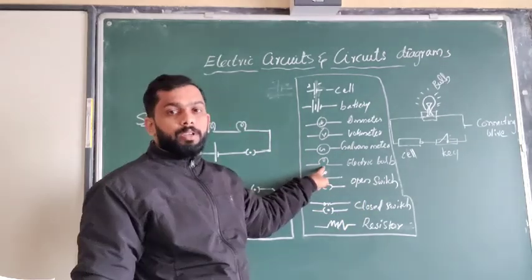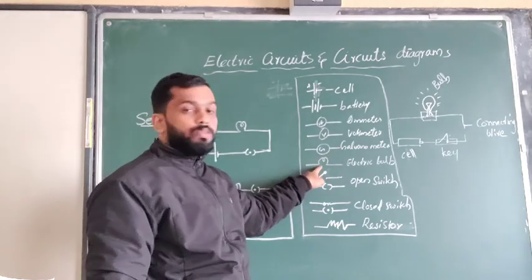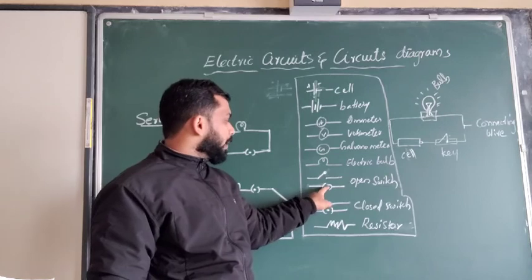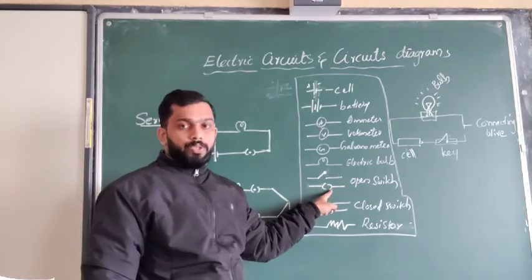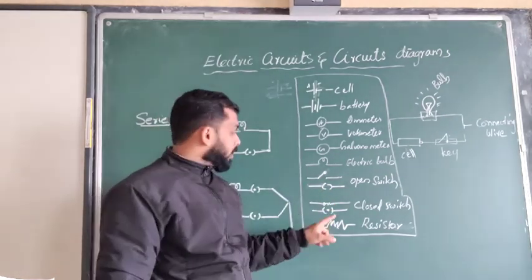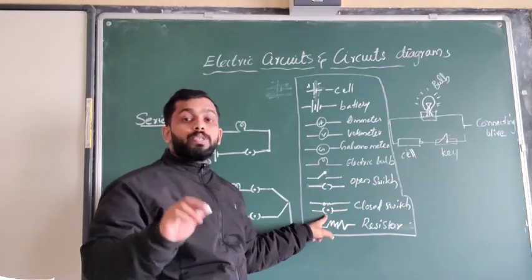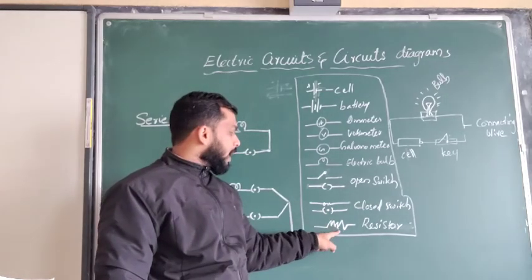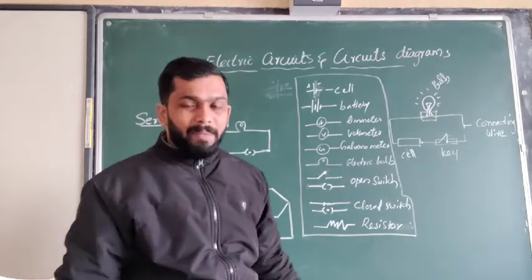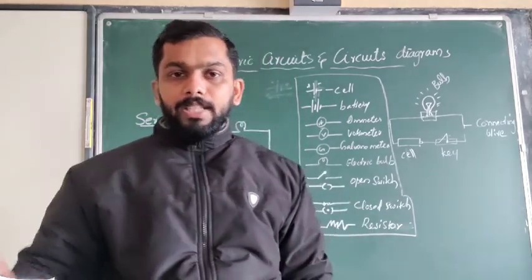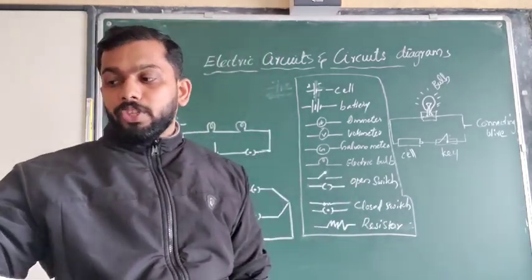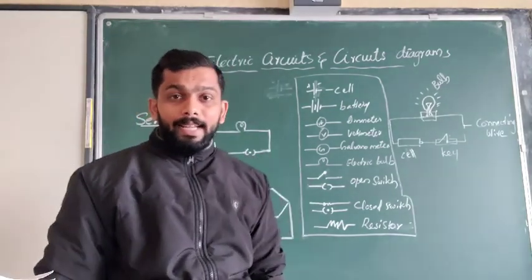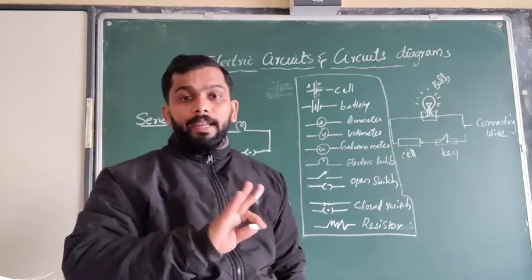And for the electric bulb, we can use this symbol. Then an open switch means it is open, or there will be a dot. This is called the open switch. That means the switch is at the off position. Then this is a closed switch, or the switch is at the on position. And the last one is the resistor. We will discuss the last topic, what a resistor is, today. So these are the symbols of the electrical circuit that we use instead of the instruments.